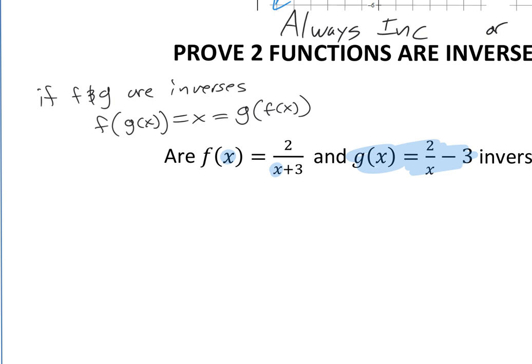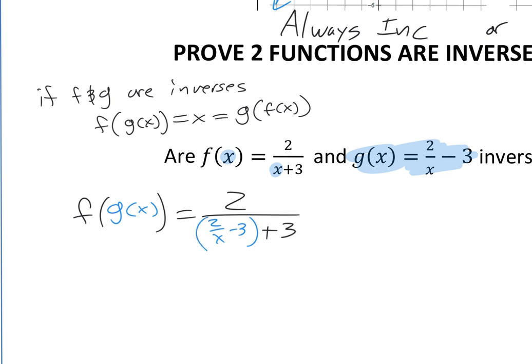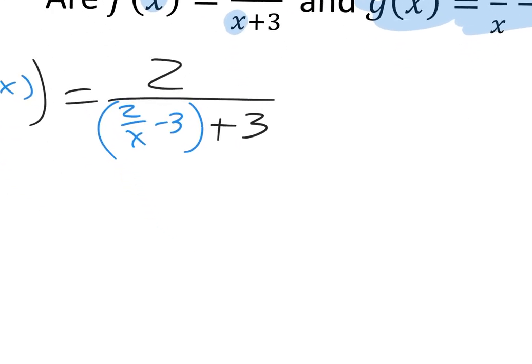So let's test this out. Let's actually do this. What I'm going to do is write f of g of x. We're going to try this out. So f is 2 over, and then for all the g, I'm going to write g is really 2 over x minus 3, and put that all in parentheses, and then plus 3. And we're just going to simplify this all out, and we should end up with just an x if they are truly inverses. So let's give it a try.